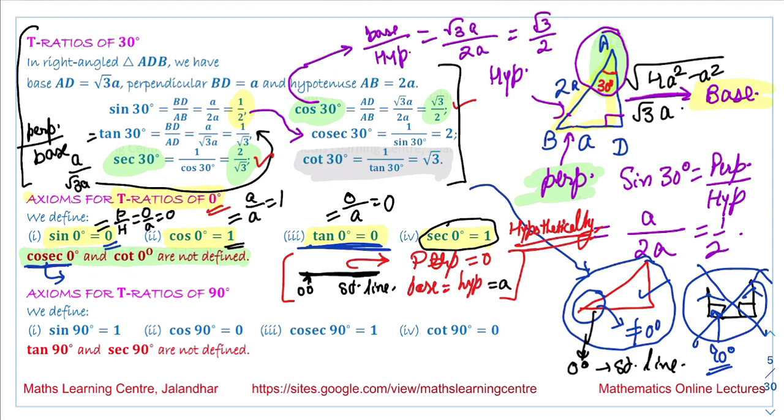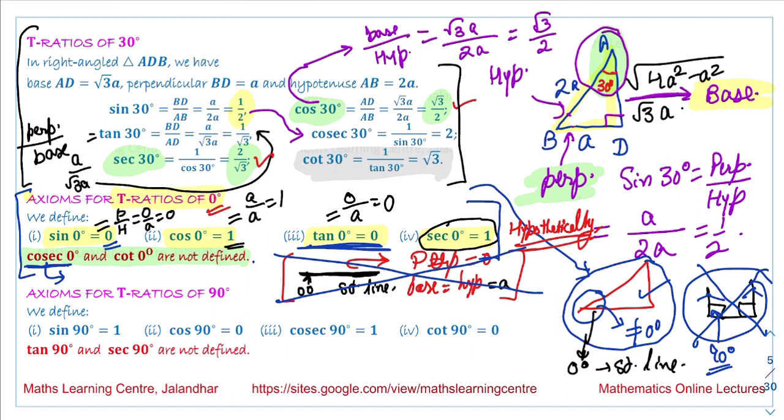I am again repeating that we are not giving any reason of this kind. We are just saying that these are the axioms, the values that are assigned to these numbers: sine 0 is 0, cos 0 is 1, tan 0 is 0, and secant 0 is 1. And cosecant 0 and cot 0 are not defined.